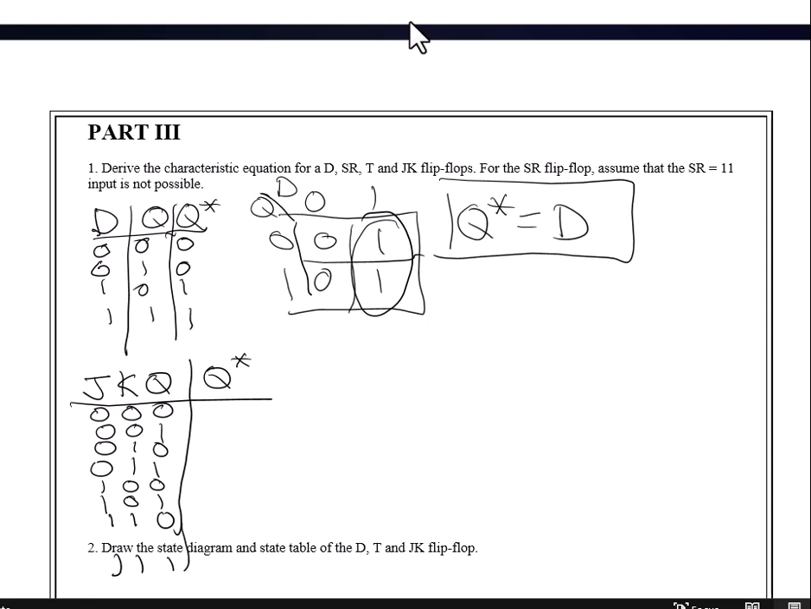In this first line, J and K are both 0, there's no change, so Q star will be 0. Second row, J and K are both 0, so there's no change, so Q star will be 1. In the third row, K is 1 and J is 0. When K is 1 and J is 0, that's a reset. That means that Q star will be 0. Doesn't matter what Q was before, Q star is going to be 0. And in the fourth row, the same thing is true. J is 0, K is 1. That's a reset, so Q star will be 0.